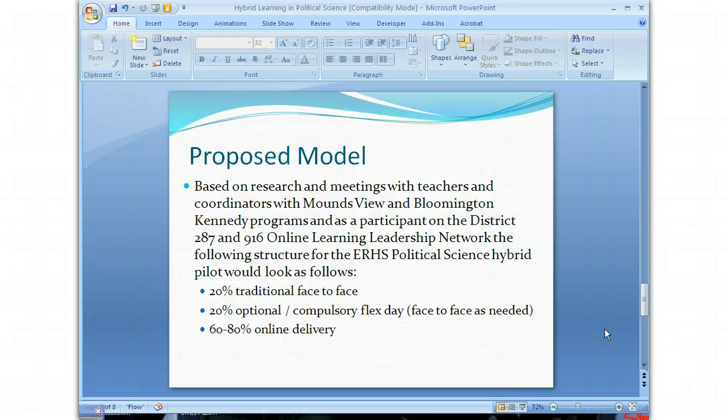Our proposed model, based on visits with teachers from Bloomington Kennedy, Mounds View, and the Online Learning Leadership Network in District 287 and 916 that we participate in, shows that a political science hybrid would be based on 20% traditional face-to-face, an optional 20% flex day as students self-directed would come in as needed, but would be compulsory if a facilitator required a student to come in based on the formative assessments that were done to support their learning, and that 60 to 80% would be delivered online.